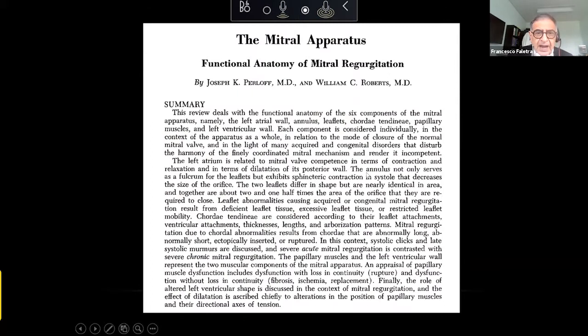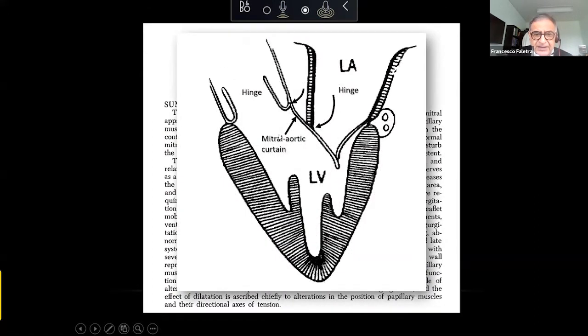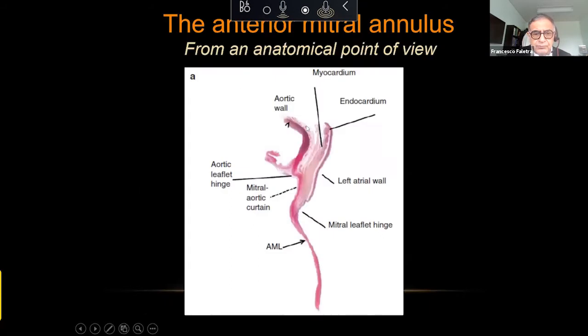And this is another structure which is part of the mitral annulus, at least in its junction with the anterior leaflet. You can see here that once again, this is the hinge line of the aortic leaflet, the hinge line of the mitral leaflet. This space here is called the mitral aortic curtain. And this is the anatomical specimen which shows the same thing: myocardium, left atrial wall, mitral hinge line, anterior mitral leaflet, and this is the aortic hinge line. And once again here, the mitral aortic curtain.